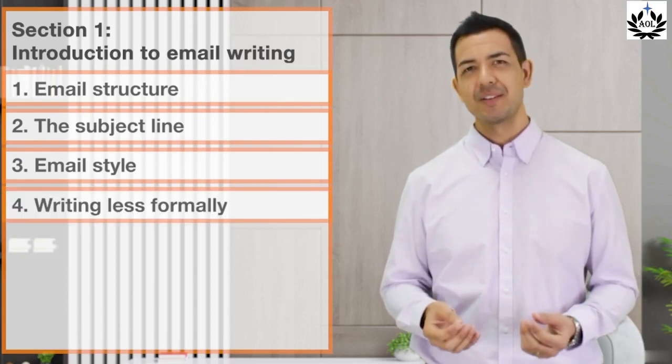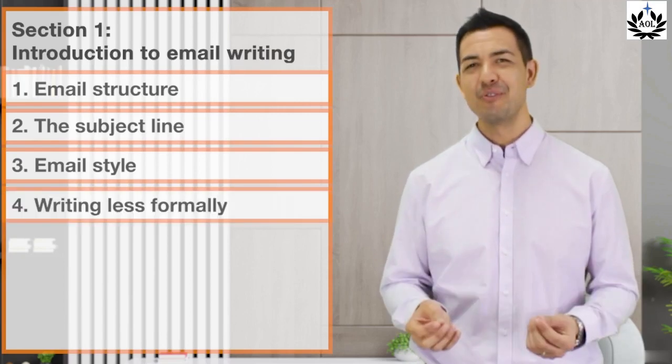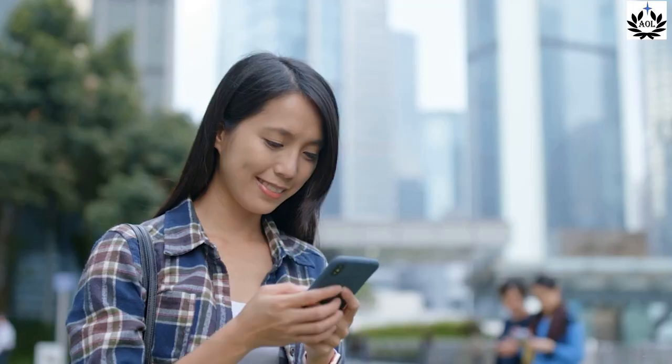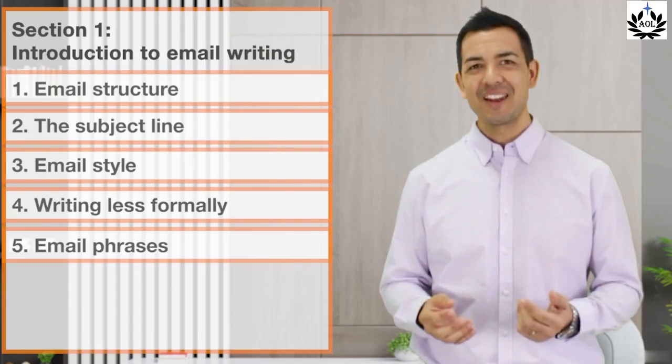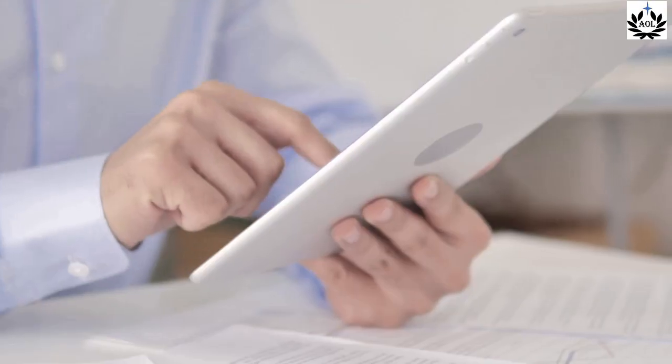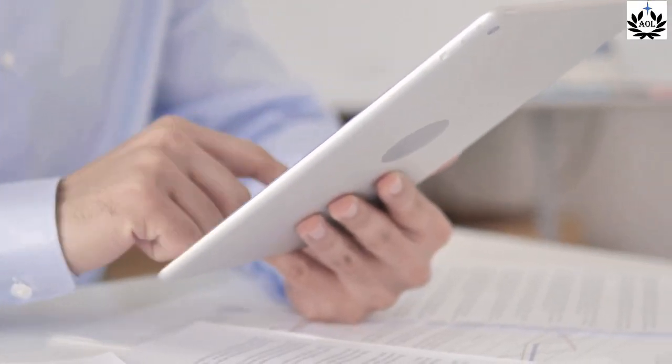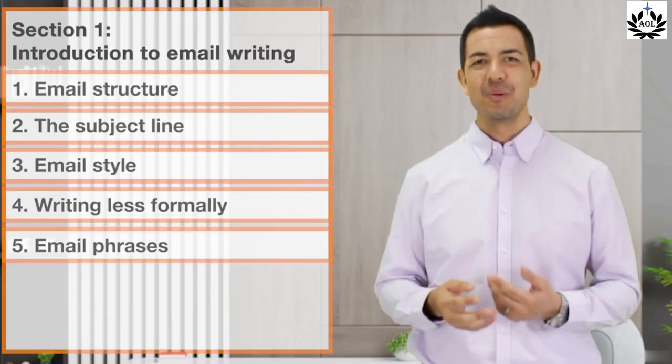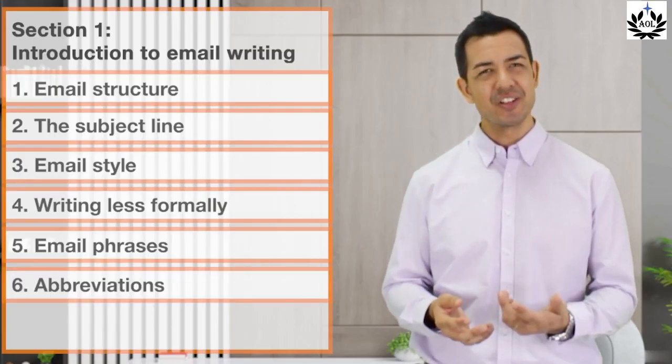In our 4th lesson, we're going to look at how to write informally in emails and in text messages. After that, we're going to take a look at 20 key phrases that you can use to make your written communication more professional. In this section, we'll also be looking at the use of abbreviations and how to read out your email address and website.